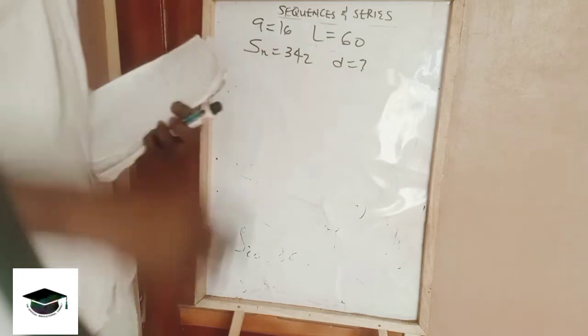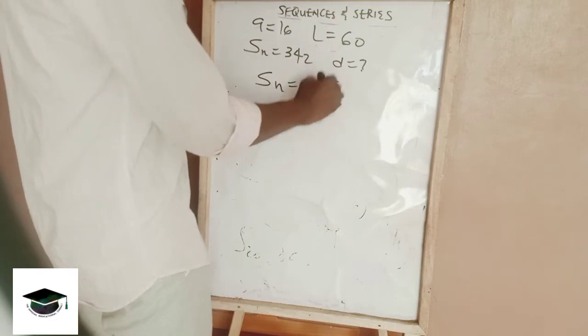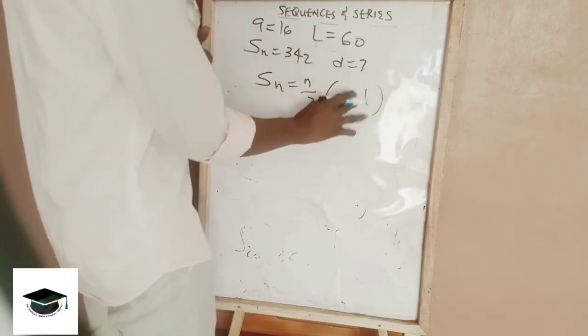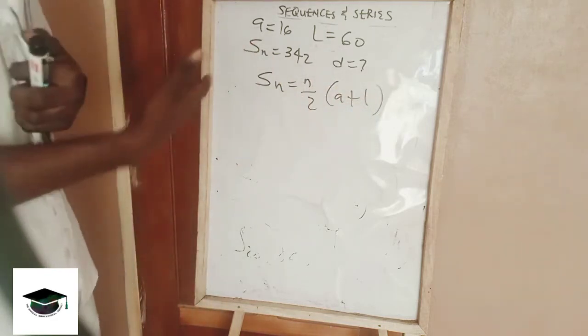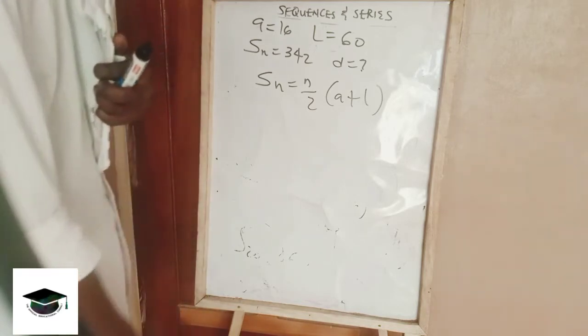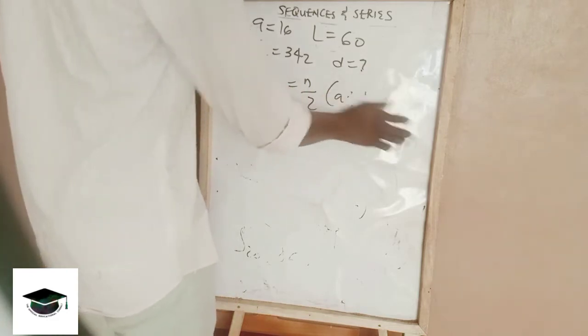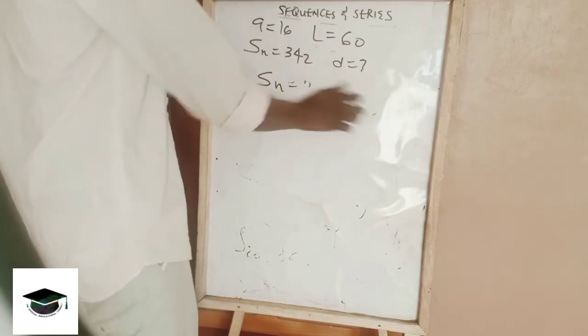Now can you try this yourself? Okay, let's do it together. Now it says that Sn equals to N over 2, open bracket, A plus L. I've told you can use this formula, right? But because what we are looking for is not in here, we are just going to solve with this.